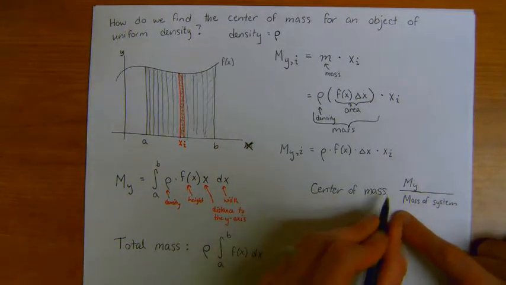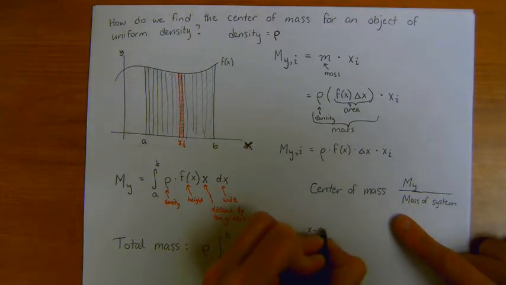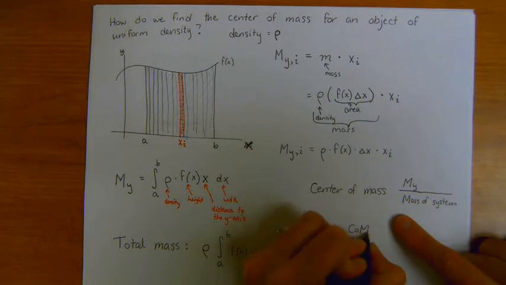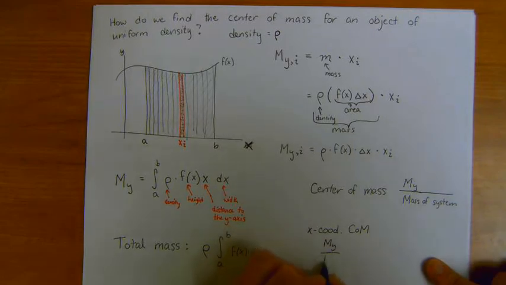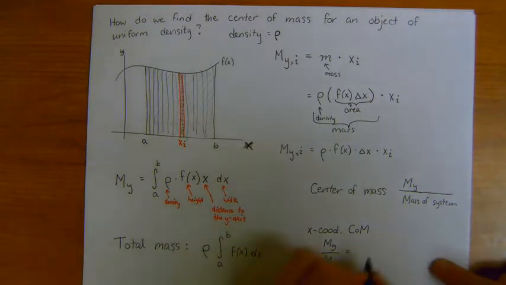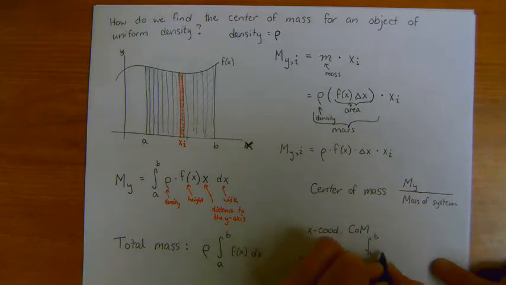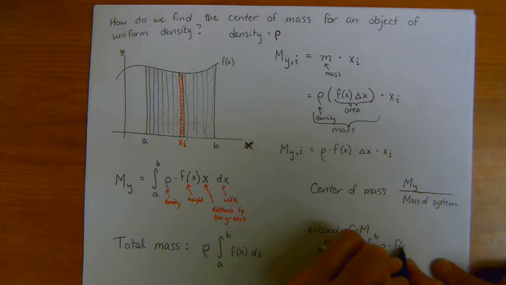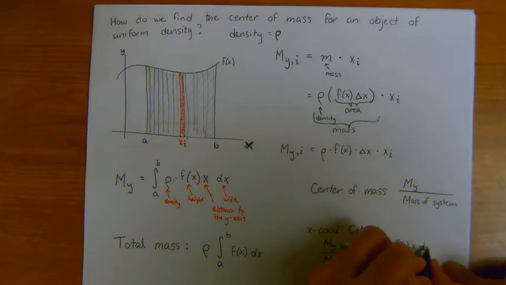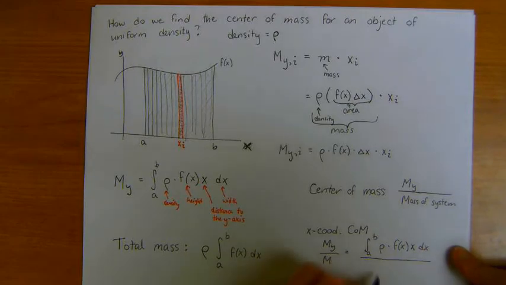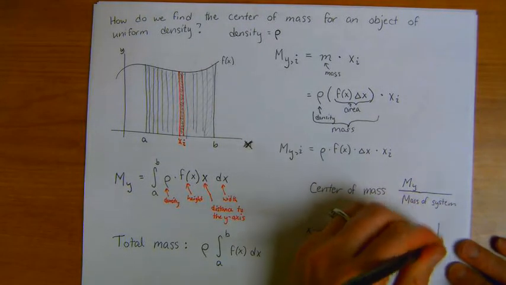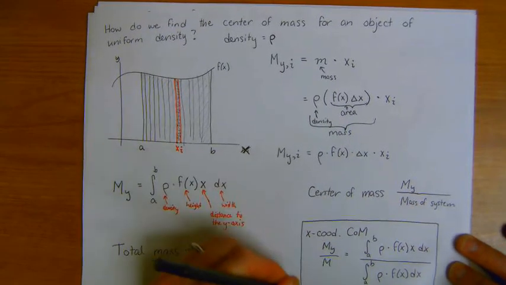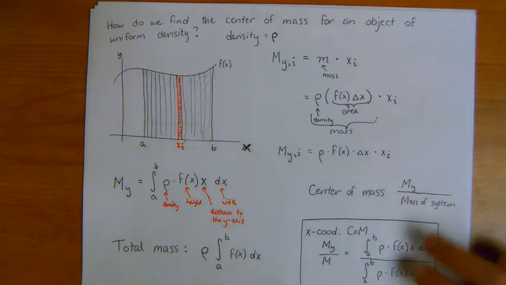So the x-coordinate of the center of mass is going to be given by m sub y divided by m. And we just decided that m sub y is equal to the integral from a to b of the density times the function times x dx, all divided by the integral from a to b of the density times f of x dx.